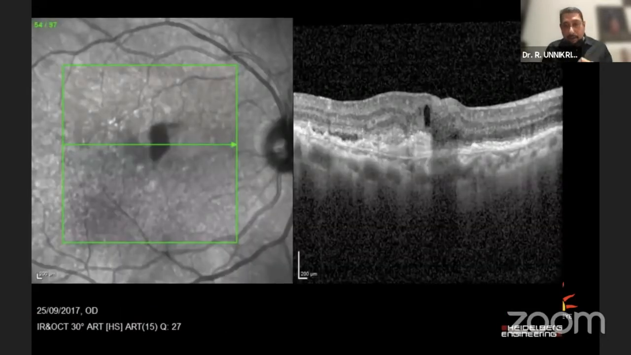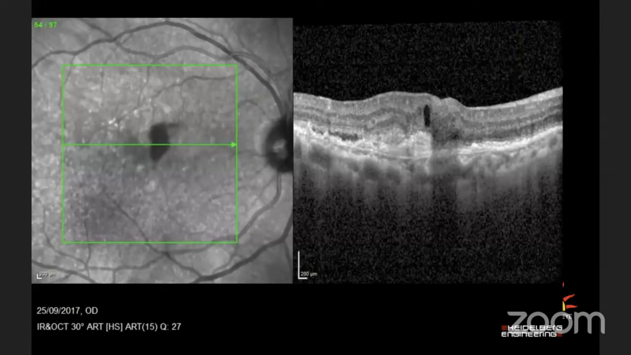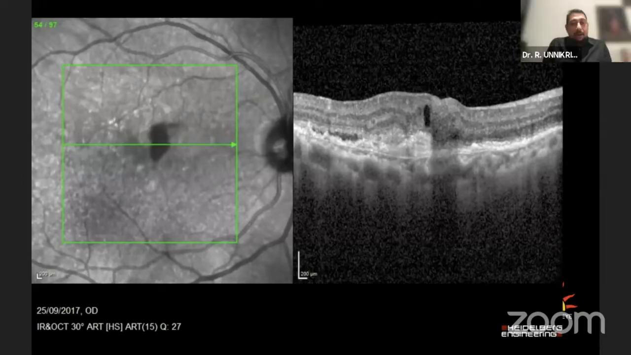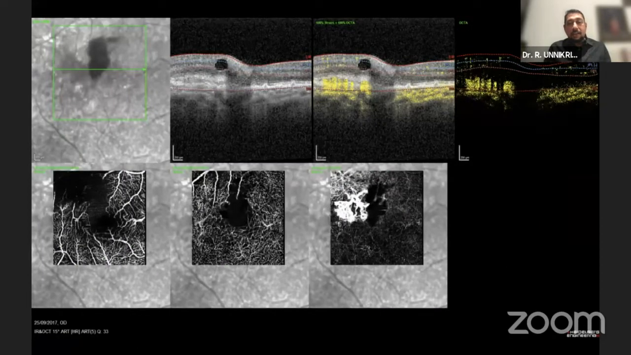I'm sorry, but I cannot see the pictures very clearly. You see a membrane over here and the corresponding picture. But instead of the FA, what is wonderfully brought out is the exact vasculature of the membrane, which is brought out in OCTA, as you can see in the image over there.